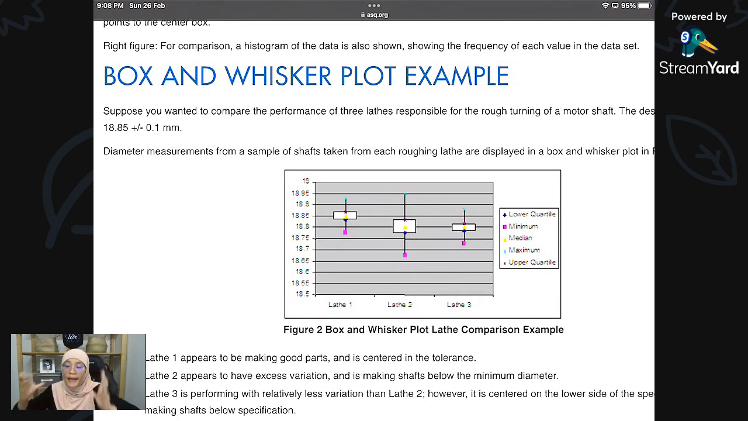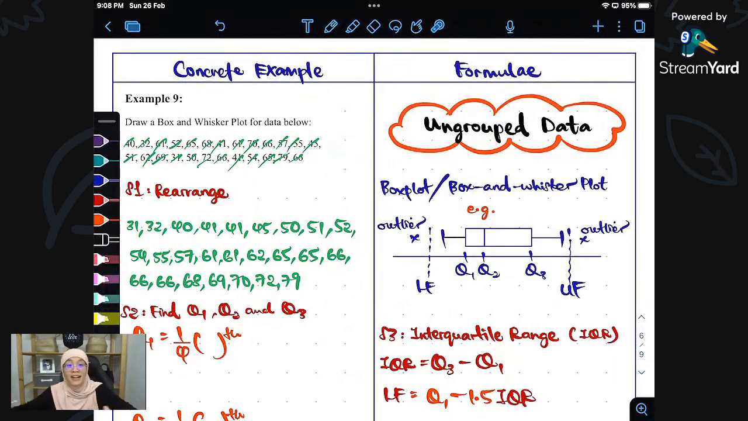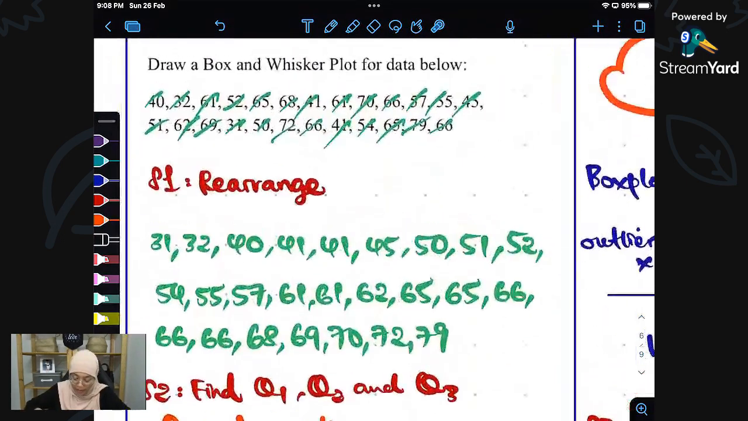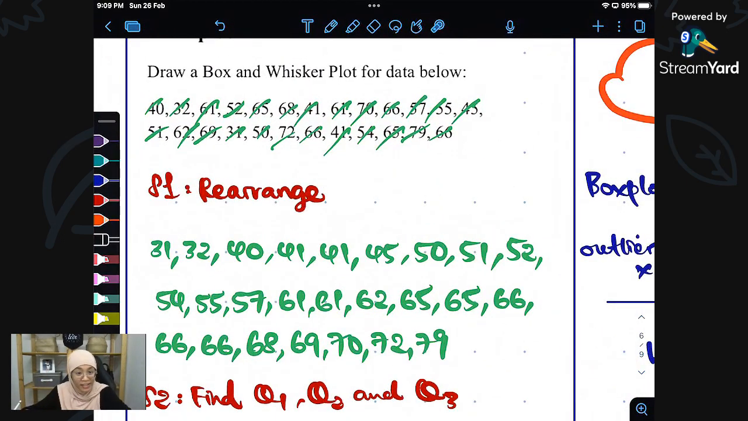So this is just a display to the client. If you are providing the service of analysis, you've got to show it by using a box and whisker plot. Okay, and there are so many other ways of providing the data analysis, and you will learn it a lot in university. But for now, all we've got to do is just to know how to draw the box and whisker plot for the data below. This is the only data that you have here. The number of data is 25. If you count it one by one, n is equal to 25.